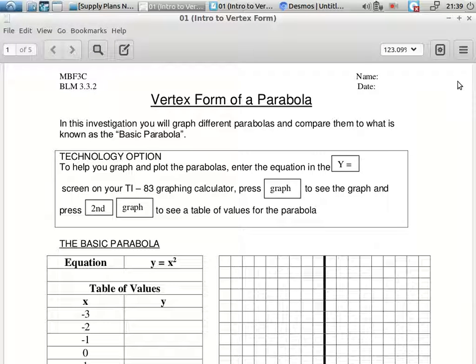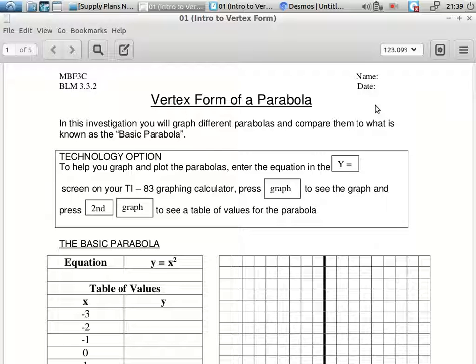Good afternoon, everyone. Before we get started, you want to make sure that you have this handout called Vertex Form of a Parabola, and you and/or your partner together should have an iPad with Desmos opened so you can follow along with the activity and complete this.